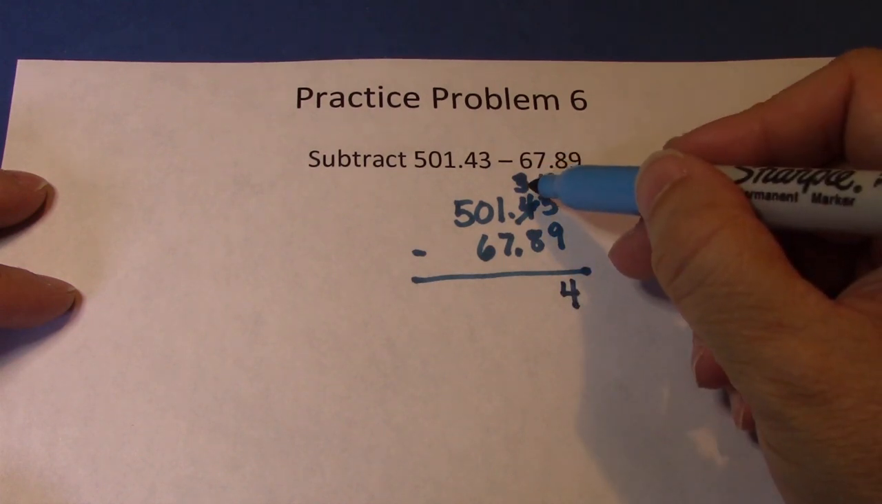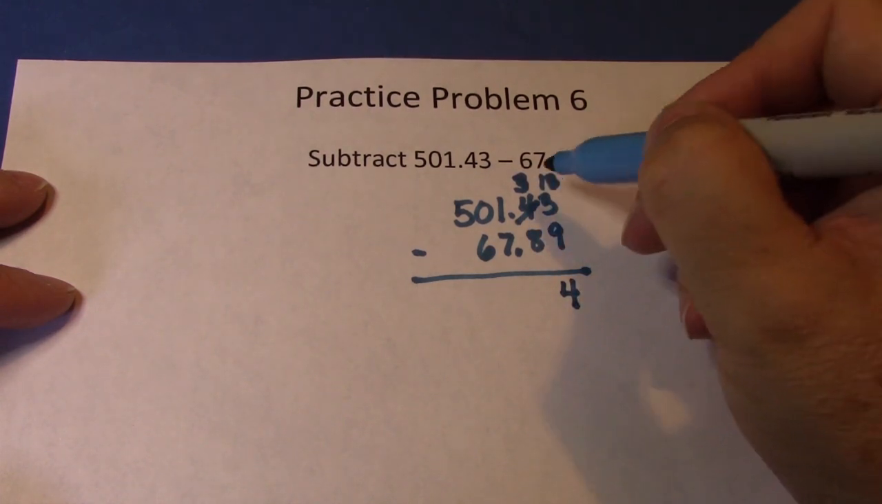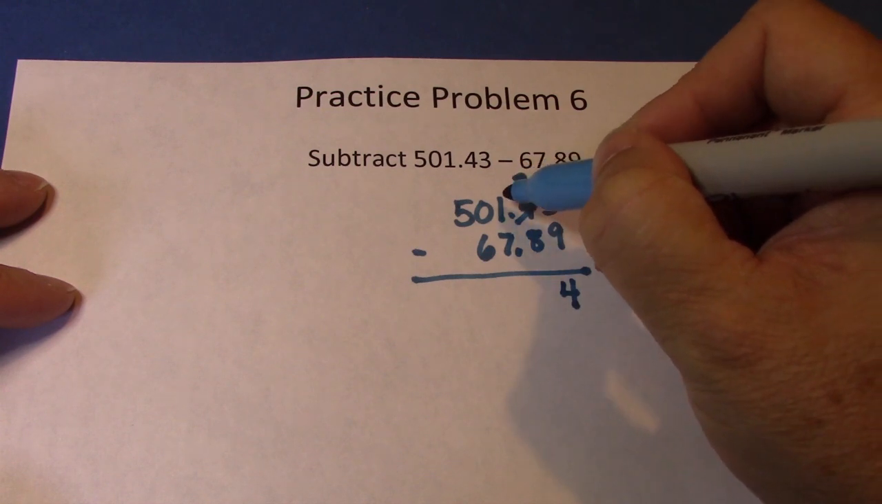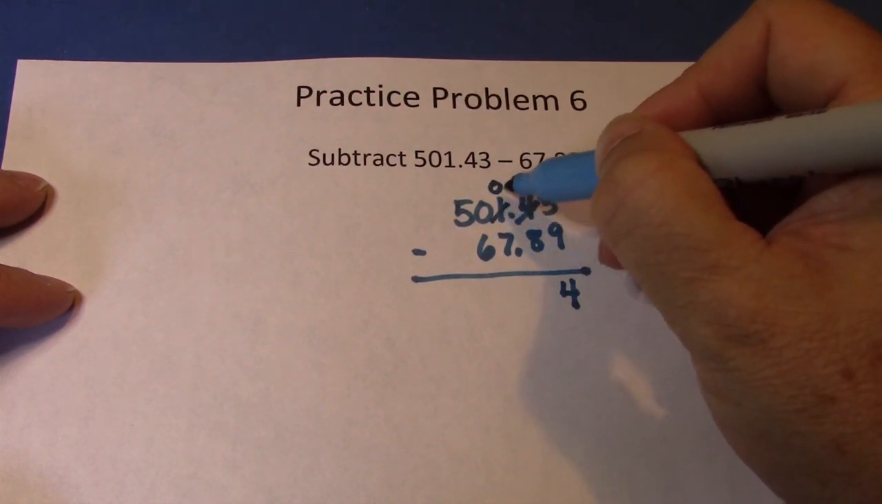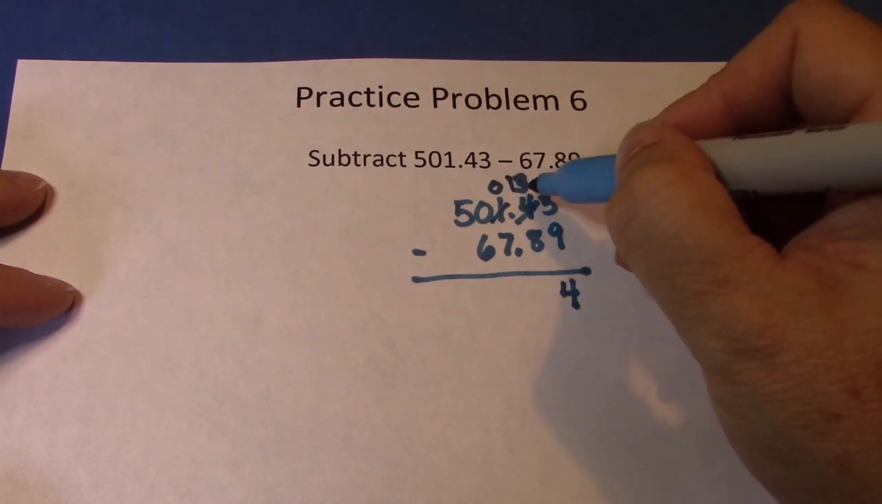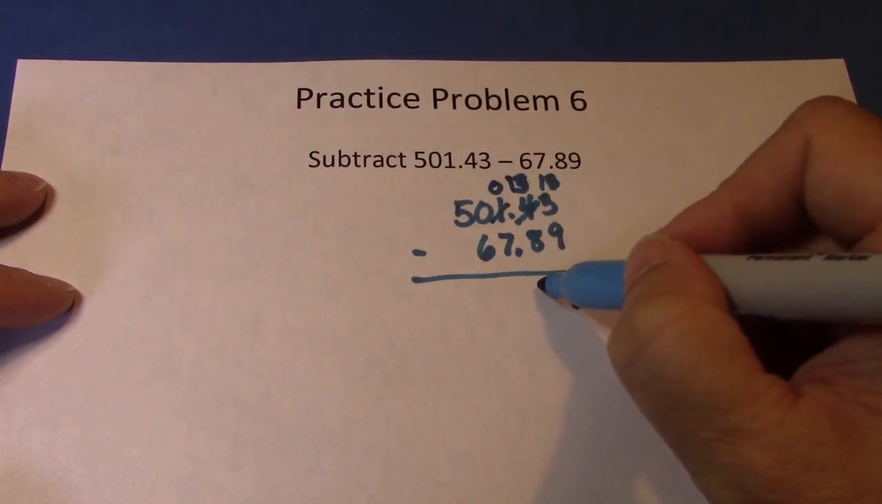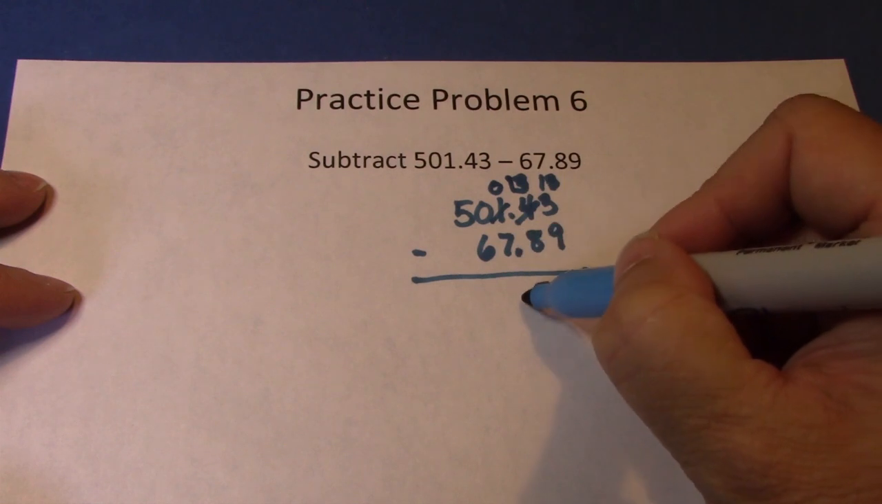I have 3 left. I can't do 3 minus 8. I need to do some more regrouping here. So I need this one. And I'm taking one away, but I'm adding it over here. This is now 13 minus 8. 13 minus 8 is 5. There's my decimal.